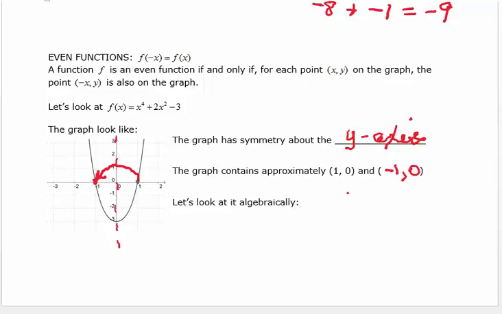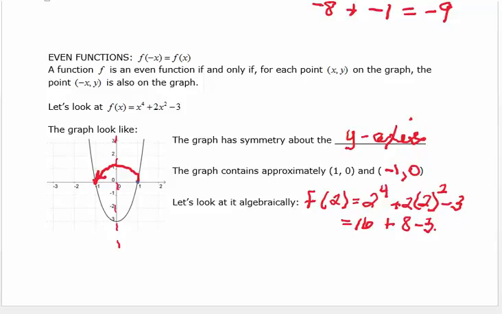And then finally, algebraically, just like we did before, let's take a look at f of 2. So 2 to the 4th plus 2 times 2 squared minus 3. 2 to the 4th is 16. 2 squared is 4 times 2 would be plus 8 minus 3. 16 plus 8 is 24 minus 3 would be 21.